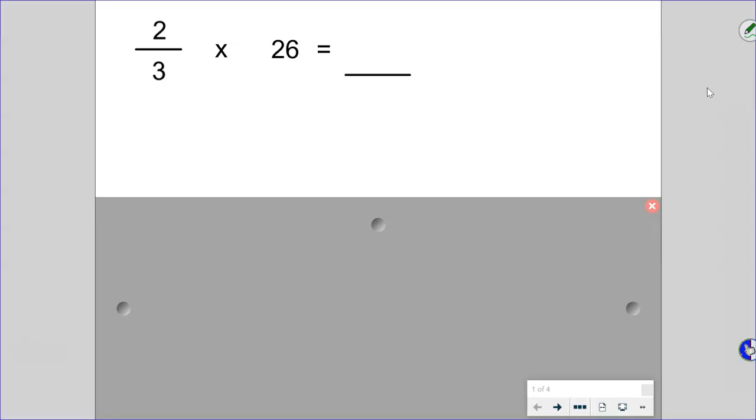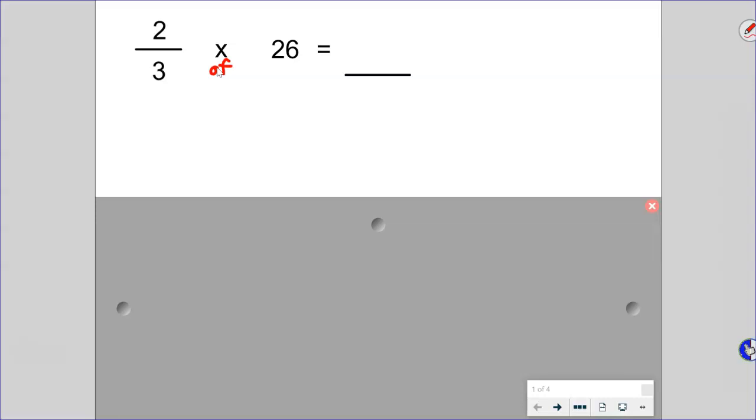So we have an example right here on the board. We are going to multiply 2/3 times 26. So what I want to first point out is something that you've all learned by now, that when we multiply a fraction by a whole number, we can think about it as a fraction of that whole number.